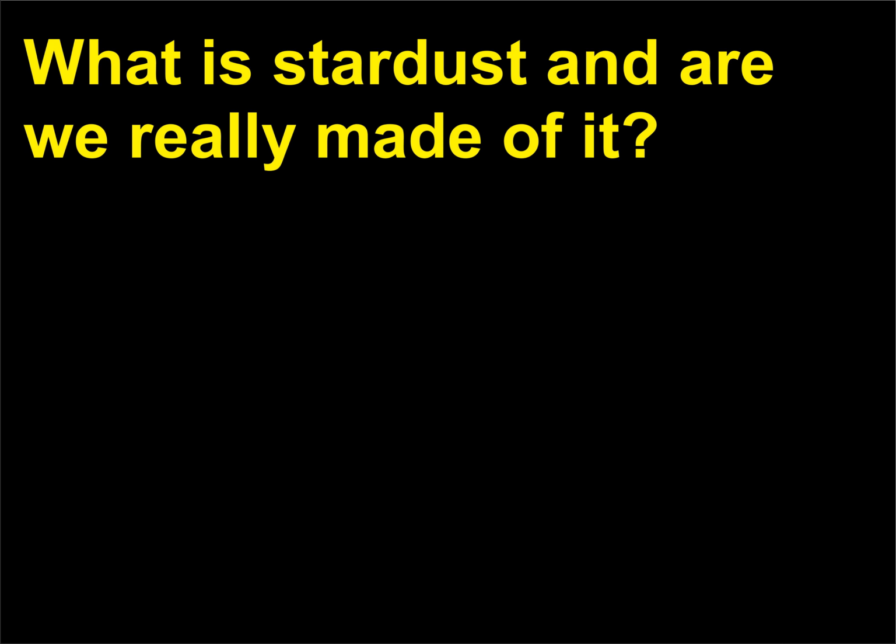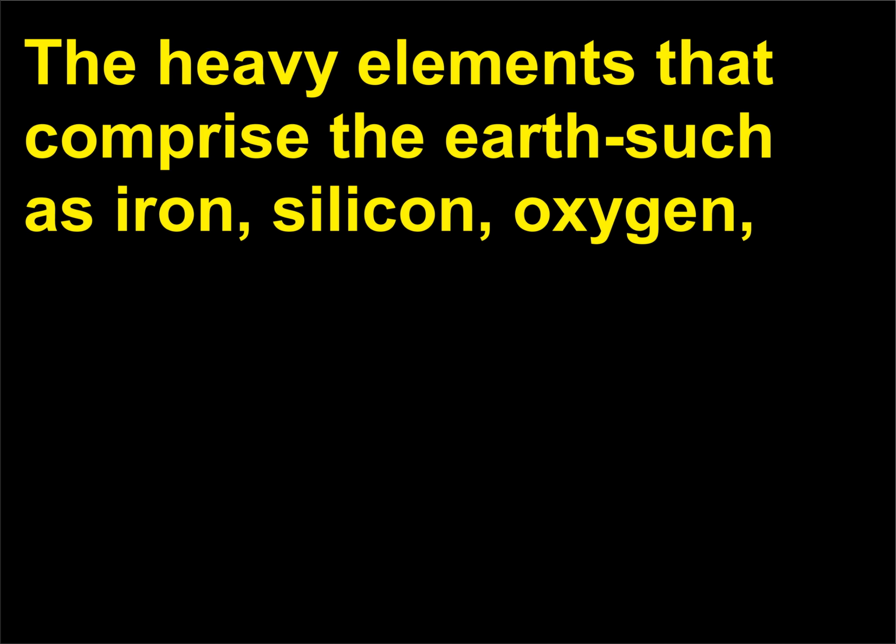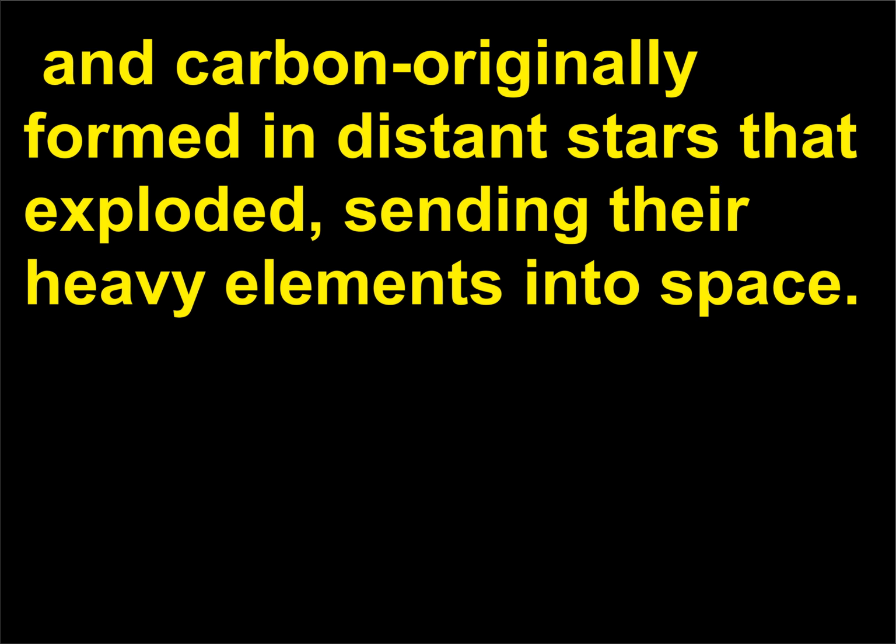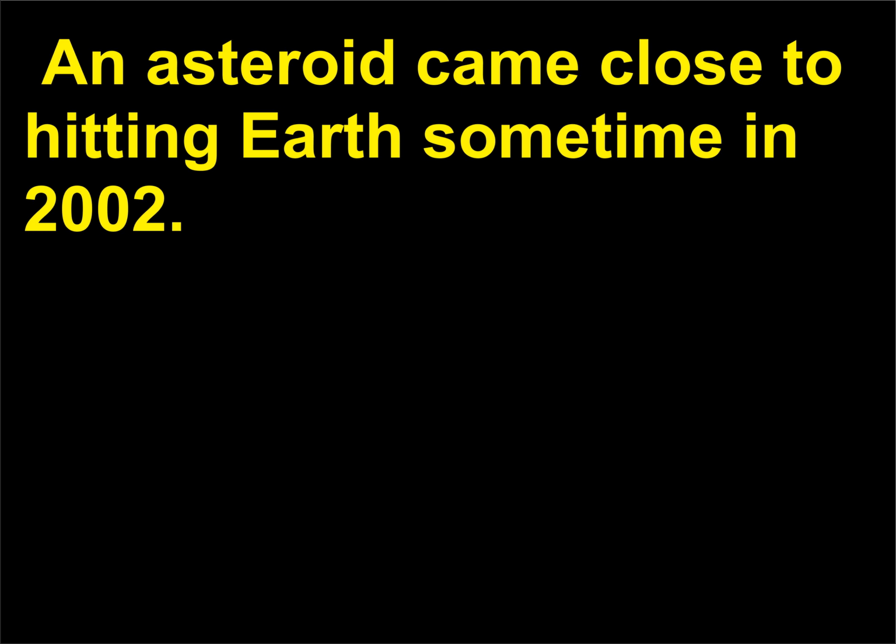What is stardust and are we really made of it? The heavy elements that comprise the Earth, such as iron, silicon, oxygen, and carbon, originally formed in distant stars that exploded, sending their heavy elements into space. Earth and all life on it are, in fact, recycled stellar debris. An asteroid came close to hitting Earth sometime in 2002.